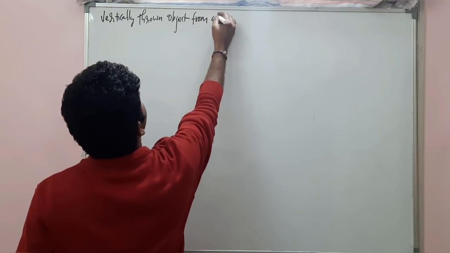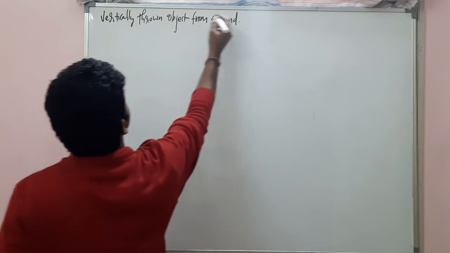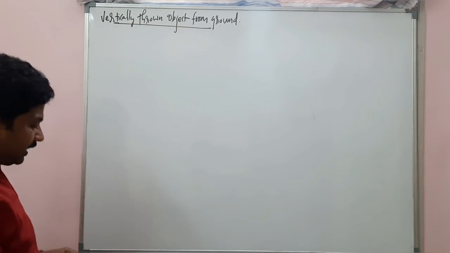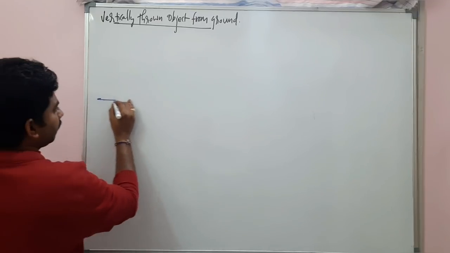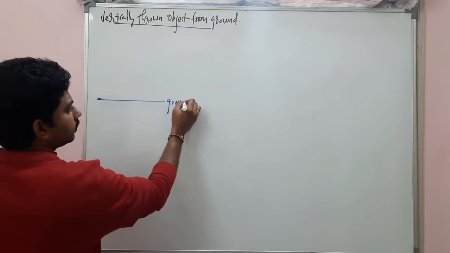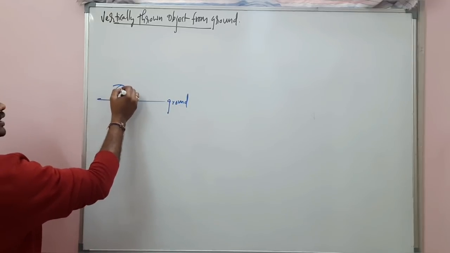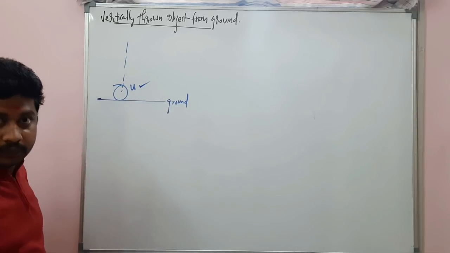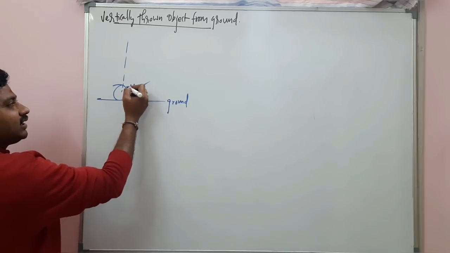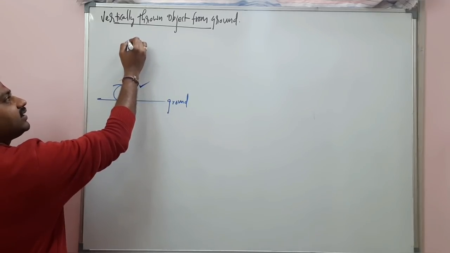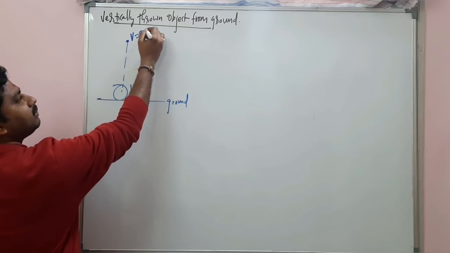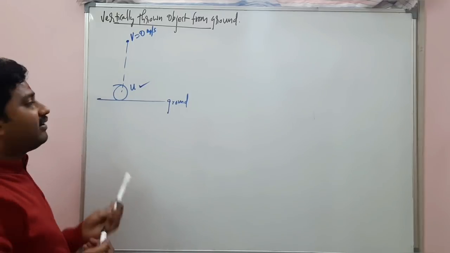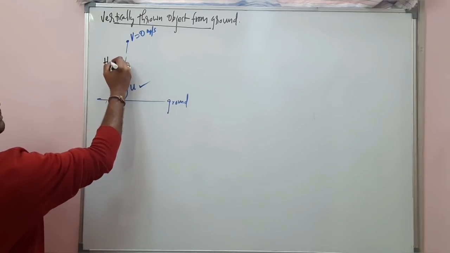Vertically thrown object from the ground. I had clearly mentioned to you, if this is the ground, we are throwing a body vertically upwards, means there must be some initial velocity. It's not zero now. But as this initial velocity is decreasing, at some particular point its velocity becomes zero, and this is the height at which the velocity is becoming zero, and that is called the maximum height.